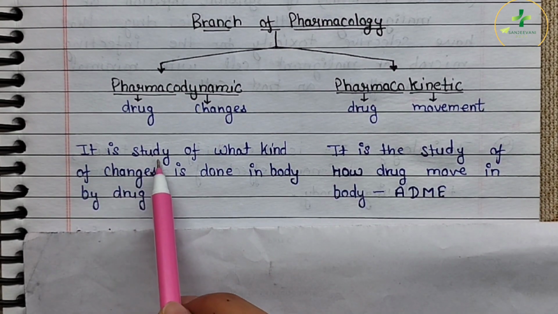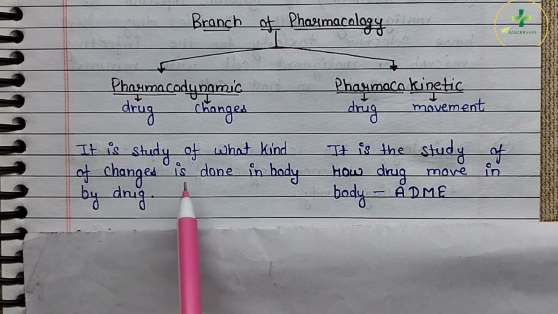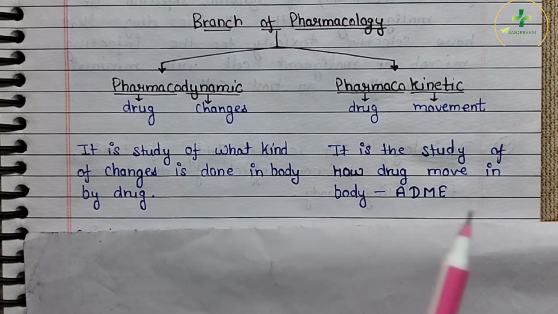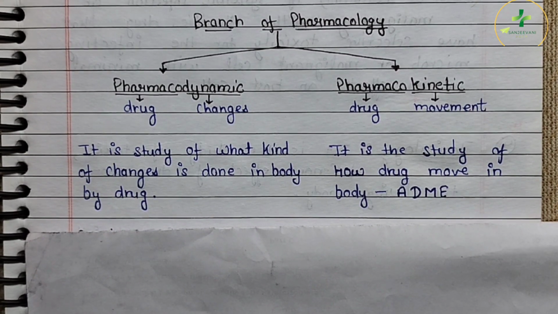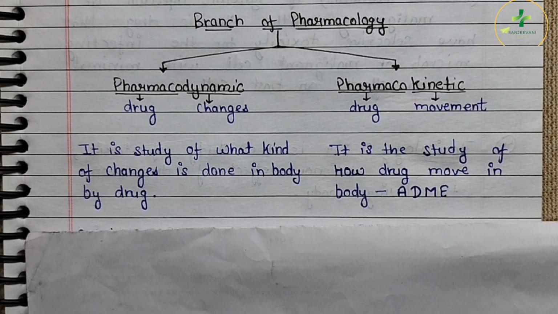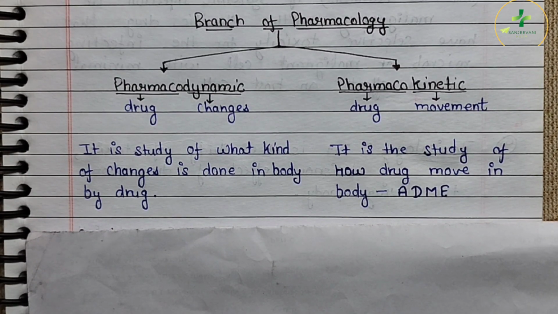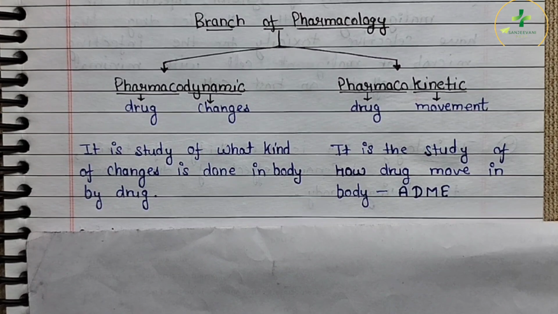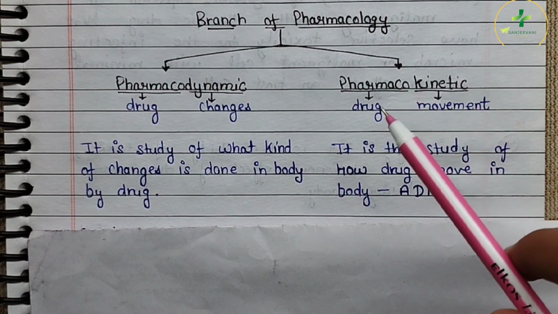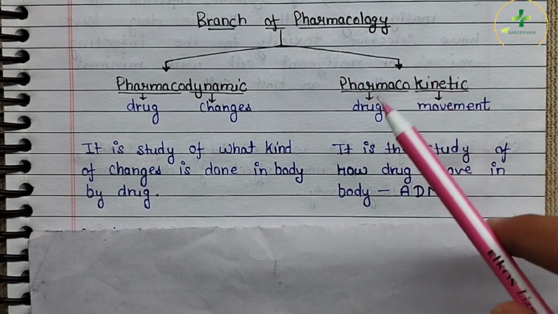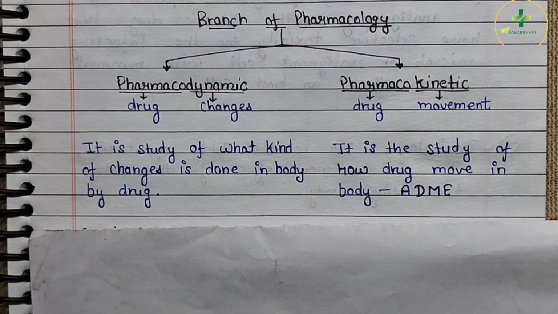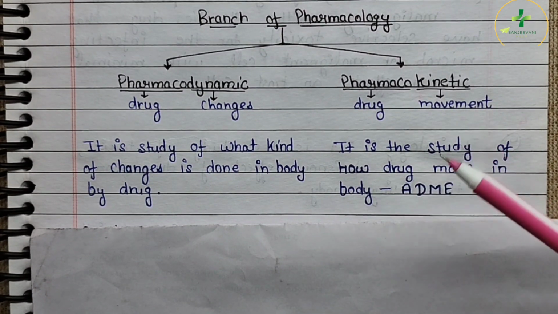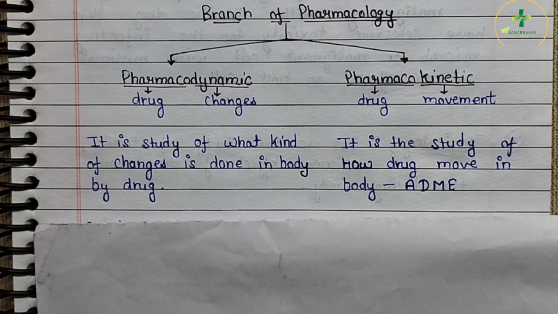It is the study of what kind of changes are done in the body by a drug after administration. That is pharmacodynamics, meaning its action, its mechanism of action, how it affects our body, in a good way or maybe a bad way. Now pharmacokinetics: pharmaco, as I told you, means drug. Kinetic means movement, as in kinetic energy. So it is the study of how a drug moves in the body.